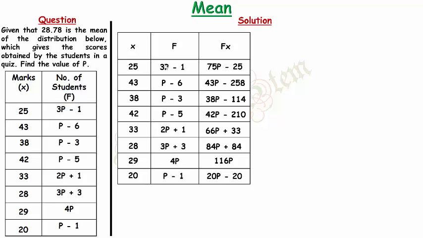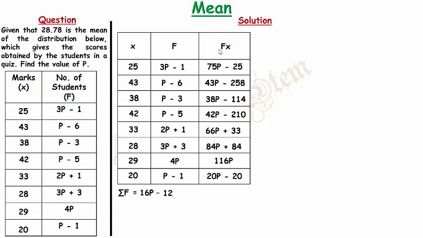Now I will find the summation of the frequency column, which is summation of F. Summation of F will be the summation of the P value, which is 3P plus P plus P plus P plus 2P plus 3P plus 4P plus P, which boils down to 16P. Then minus 1, minus 6, minus 3, minus 5 plus 1 plus 3 minus 1 boils down to minus 12.